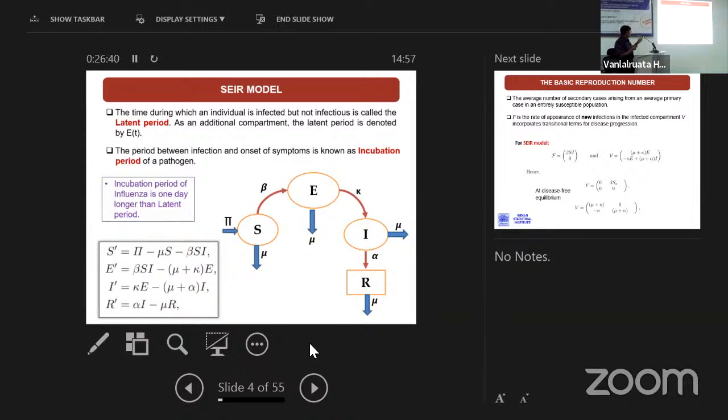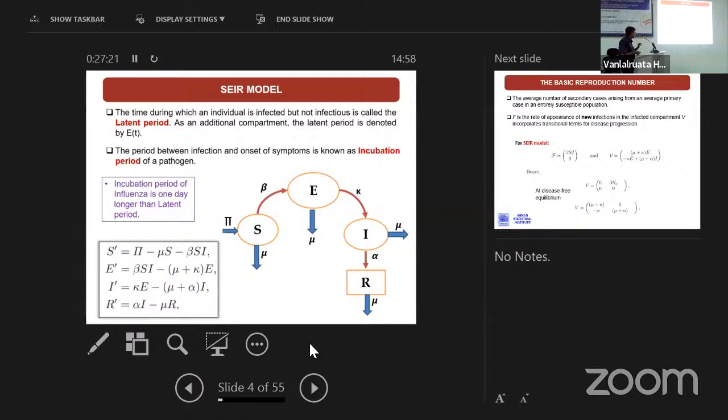The time during which an individual is infected but not infectious is the latent period. As an individual progresses, the latent period is generally denoted by the E class. The period between infection and onset of symptoms, where you have the infection but the symptoms have not yet arrived, is known as the incubation period for a pathogen. This incubation period differs from disease to disease. As for example, the incubation period of influenza is 1 day longer than the latent period.